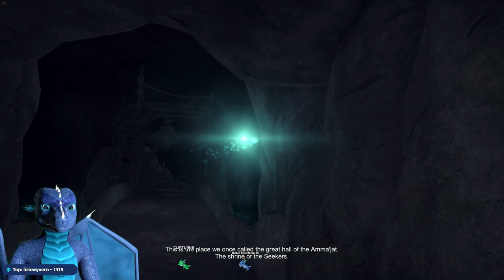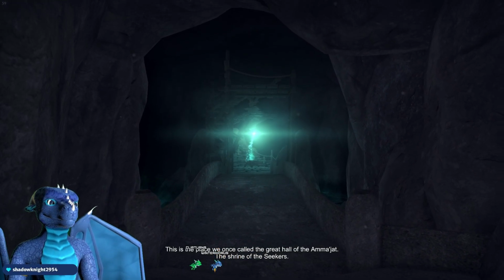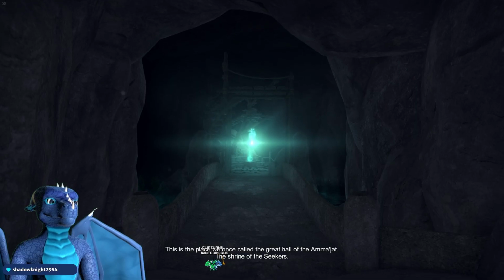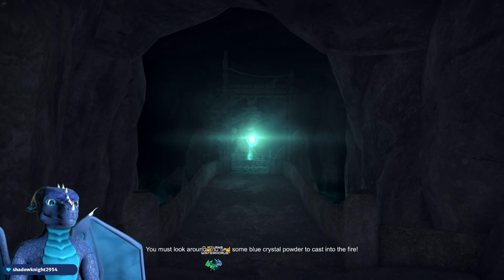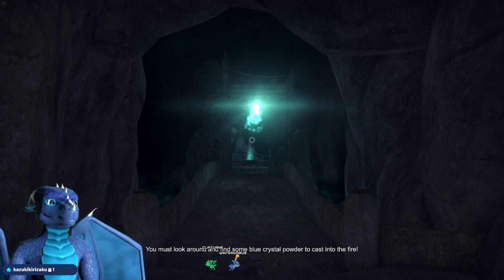This is the place we once called the Great Hall of the Amajat, the Shrine of the Seekers. You must look around and find some blue crystal powder to cast into the fire.